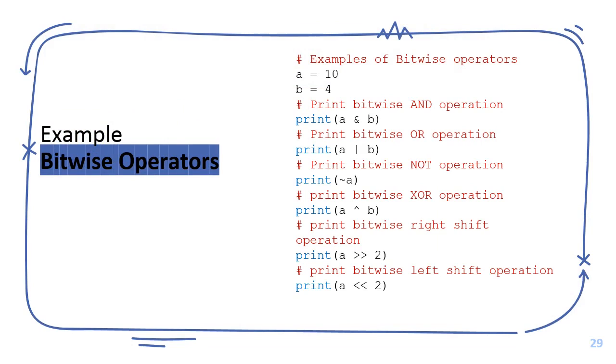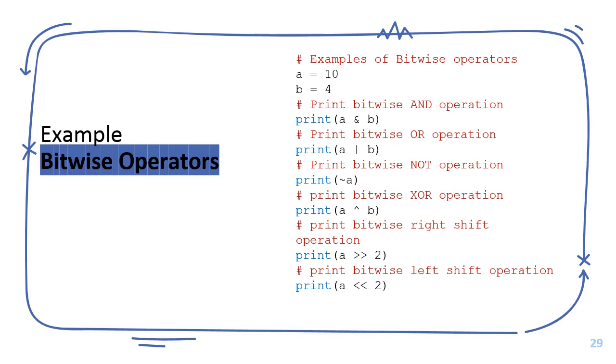So a equal to 10, then b equal to 4. Before going into the example, you must know that for a equal to 10, the binary equivalent of 10 is taken for performing the bitwise operation. You already learned about binary numbers, right? So ones and zeros. The number 10 is converted into binary, then the bitwise operations are performed. Then b equal to 4 is also converted into binary form, and then the operations are performed.